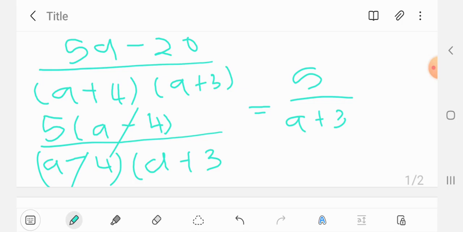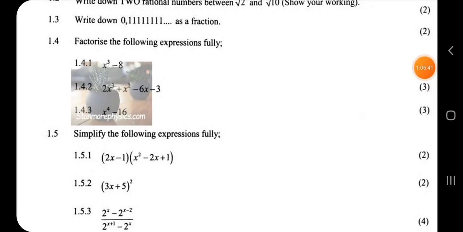All right, now let's look at number 1.4. We have 1.4.1 to 1.4.3. Here you were asked to factorize.